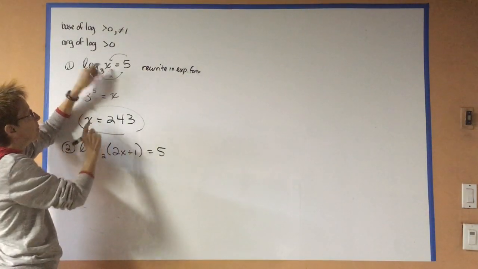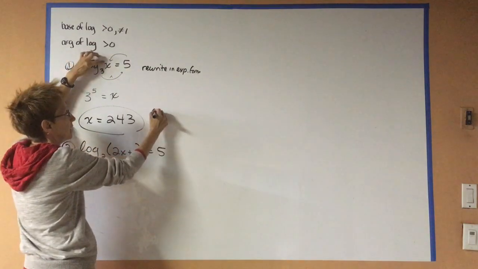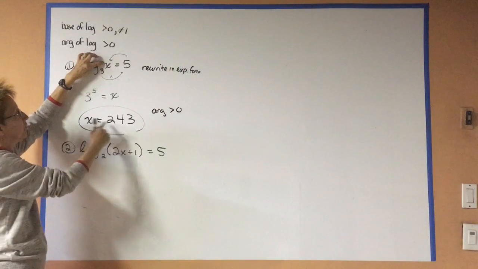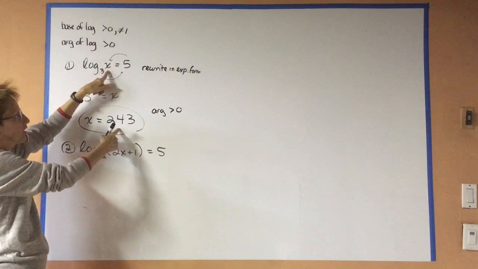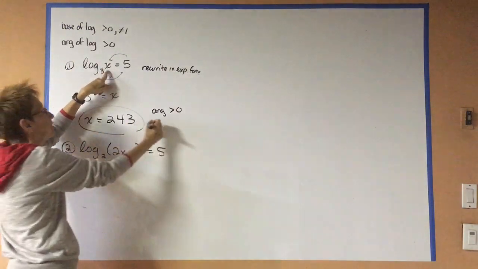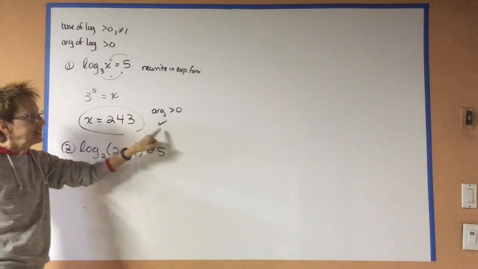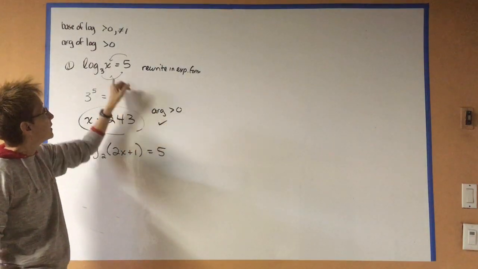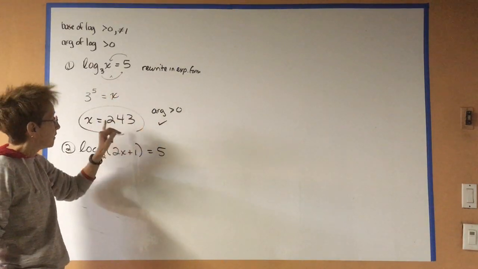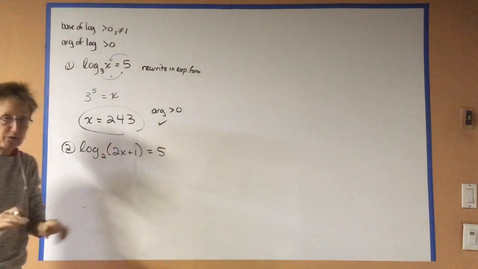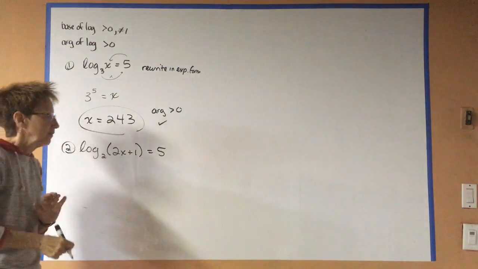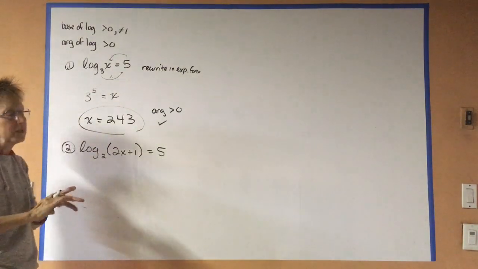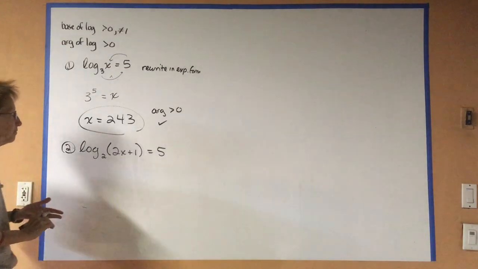And what do we know about the argument of the log? The argument of the log has to be greater than 0, right? So if x is 243, is the argument greater than 0? Yes, so we're good. I need to see that you check this, okay? So the fact is, the argument, which is x, is greater than 0, so we can leave that answer. It's perfectly fine. It does not violate any of the restrictions on the argument or the base of a log.